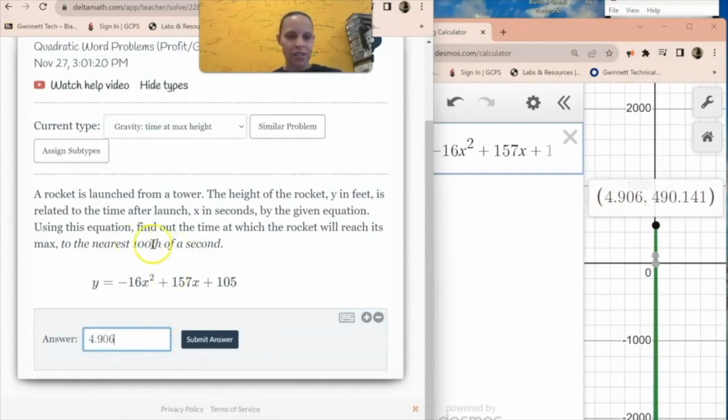4.906. All right, and it says round to the nearest hundredth of a second. What does that mean? There are two zeros. That means this right here is my cutoff point. I cut that off. I should only have two numbers after the decimal.